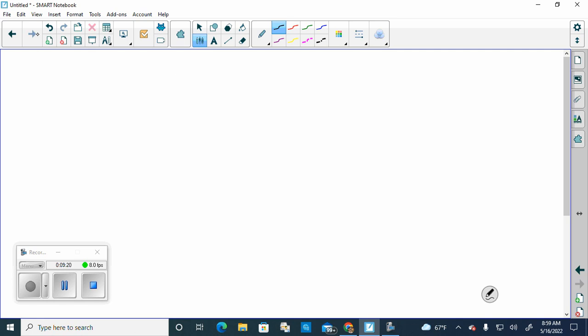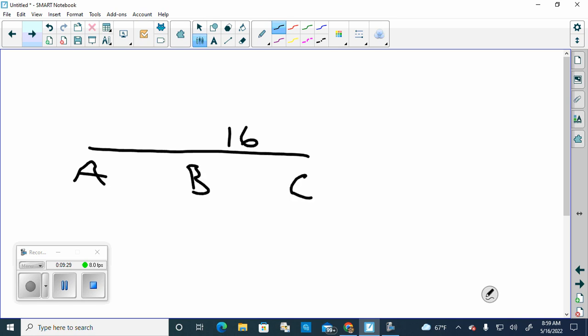Okay, it's another segment addition postulate, and they've got A here, B here, C here. They put 16 here, and then they said AC is 28. Solve for AB. Subtract, right? We don't know what the missing one is, but I know that the two, AB and BC, are supposed to add, so you would do the opposite of what we just had on the other one.